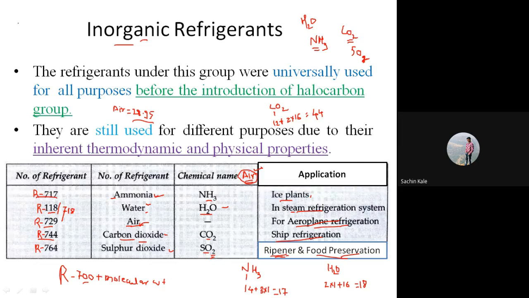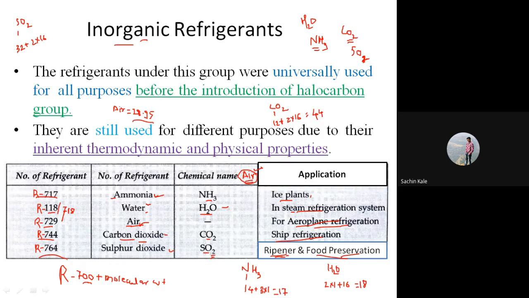And the last one is sulfur dioxide, SO2. What is the molecular weight of sulfur? Sulfur will have the molecular weight not 33, it will have 32. 32 plus oxygen, which has 16 as molecular weight. 2 oxygen atoms are there, that's why 2 into 16, that is 32. So 32 plus 32 is 64, plus 700, that is nothing but R764. So in this fashion, inorganic refrigerants will be nomenclated. Are you getting? Yes or no?